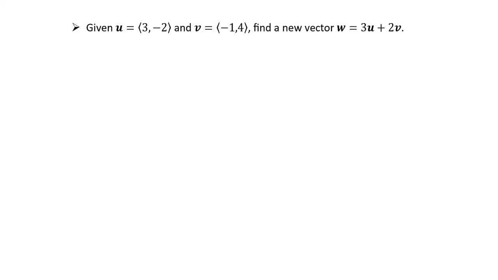Given u equals ⟨3, -2⟩ and v equals ⟨-1, 4⟩, find a new vector w equals 3u plus 2v. So vector w will be 3 times vector u, that means ⟨9, -6⟩, and we're adding 2 times the v vector. That will be ⟨-2, 8⟩. Now when I add these, I'll have ⟨7, 2⟩ as my resultant vector.